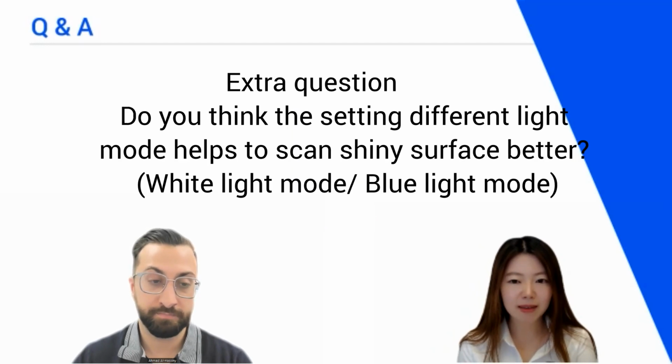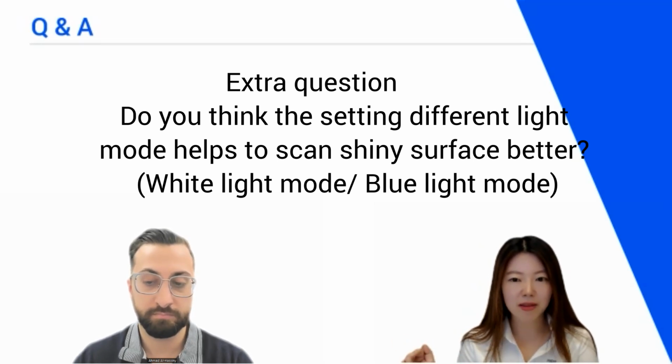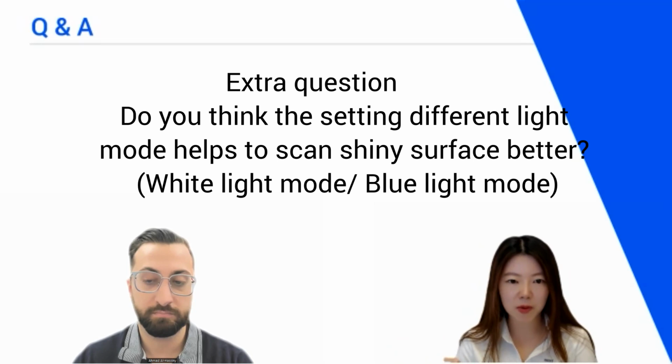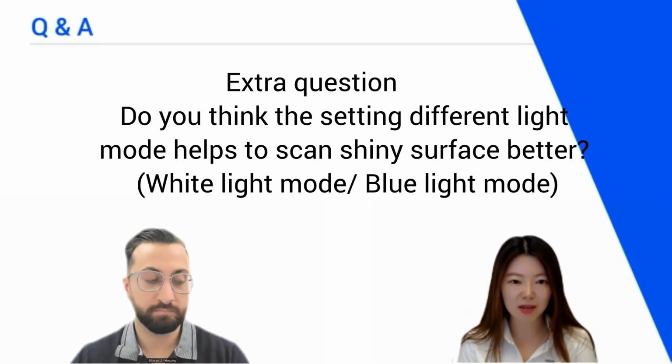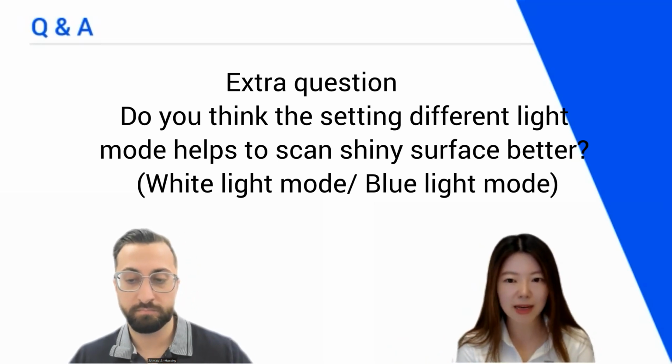Please. The Medit scanner has 2 light modes. One is blue light and the other one is white light. So I heard that white light is very helpful for scanning shiny surfaces. So have you ever tried the light?